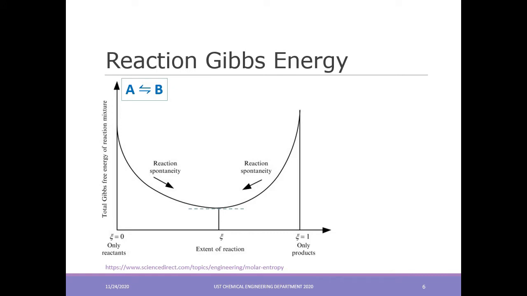Shown here is a plot of Gibbs energy versus extent of reaction. Since chemical potential varies with composition, it is expected that the slope of this plot, that is the reaction Gibbs energy, also changes as the reaction proceeds. The direction of spontaneity follows the direction of decreasing Gibbs energy. Chemical equilibrium is described by the minimum Gibbs energy. We know that at the minimum point, the slope is equal to 0, and thus ΔG_R is also equal to 0. This means that at this point, the chemical potentials of A and B are equal.